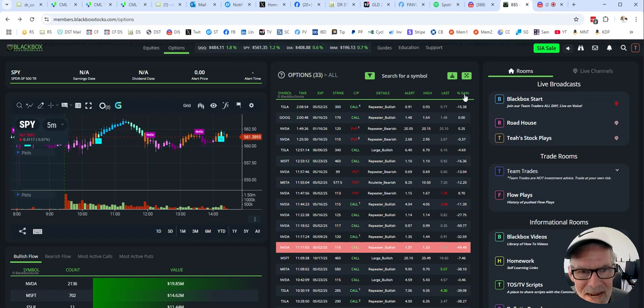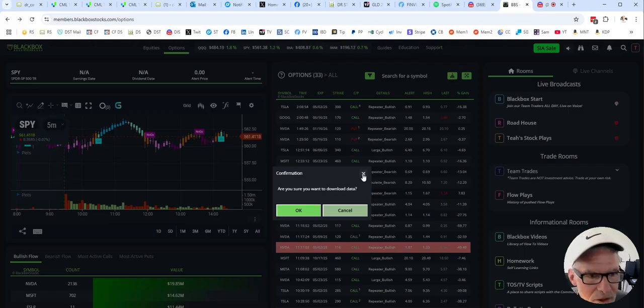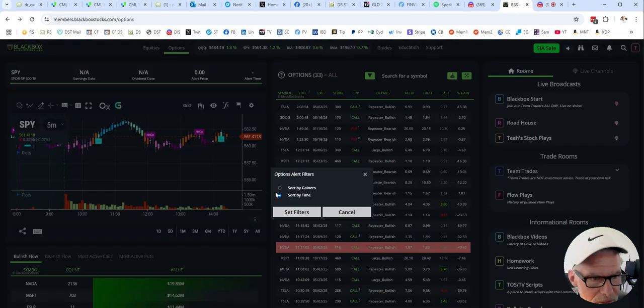And if we sort on gain, which is, can we do that? How do we do this? No, I don't want that. How do we do this? Here we go. Yeah, sort by gainers.